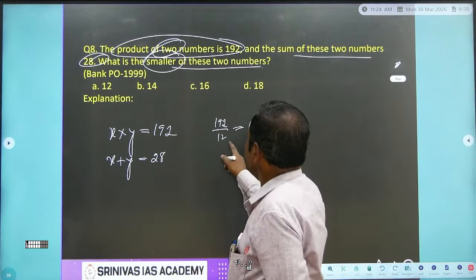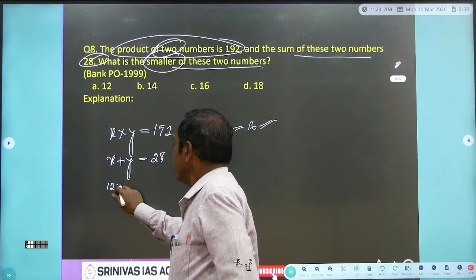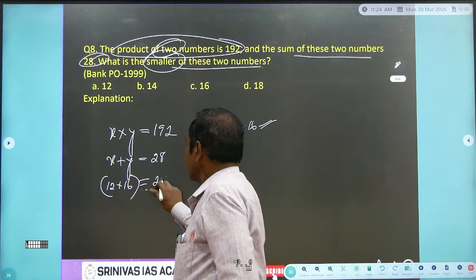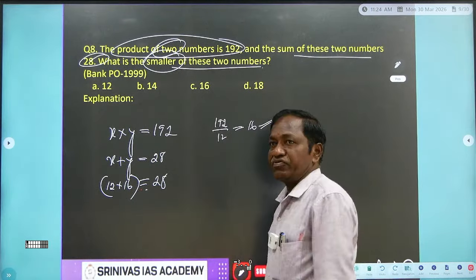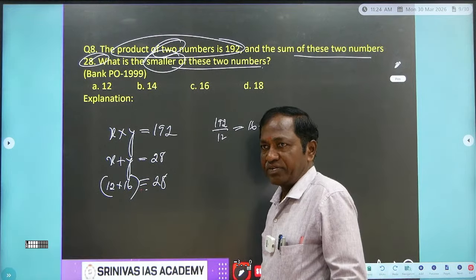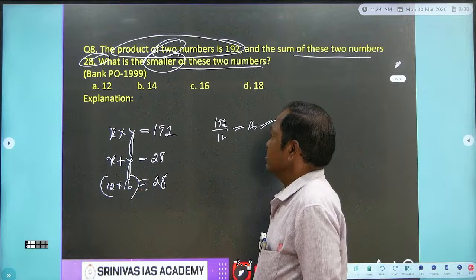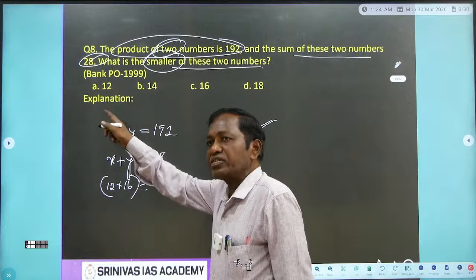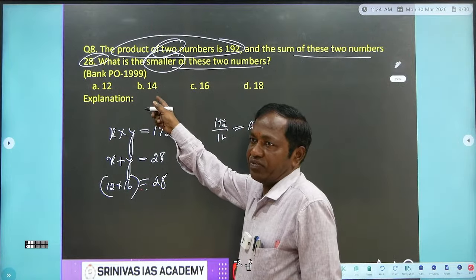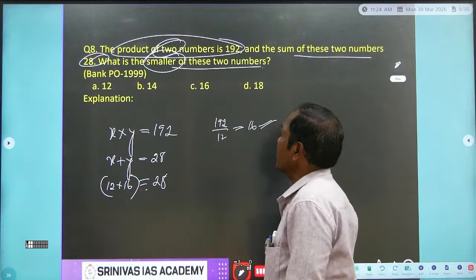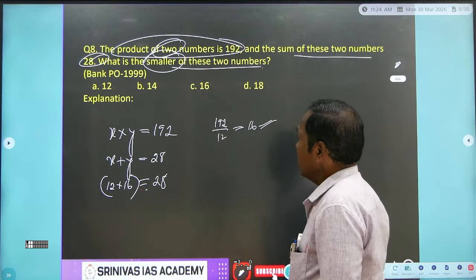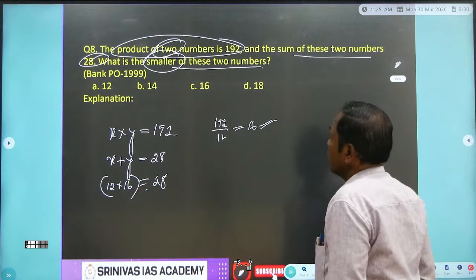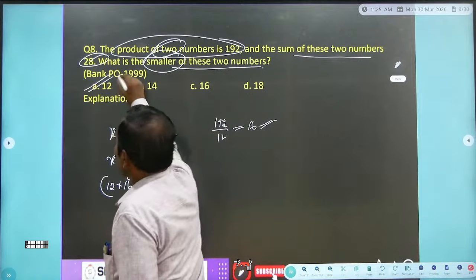See, the smaller number is 12, and this is 12 plus 16. Yes, option A is the right one, because that is the smallest. If this does not satisfy, you have to go to the next highest one, 14. Okay, that can be done. Right. Option A.